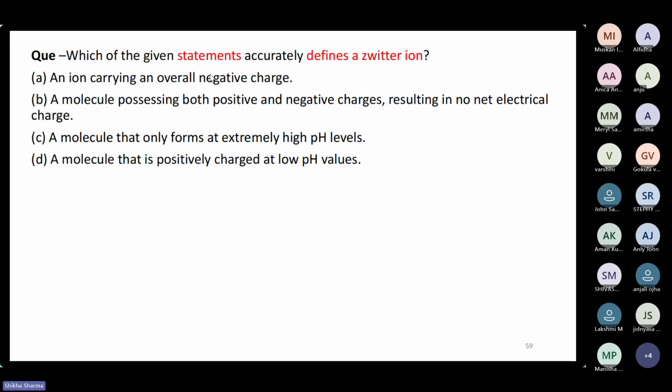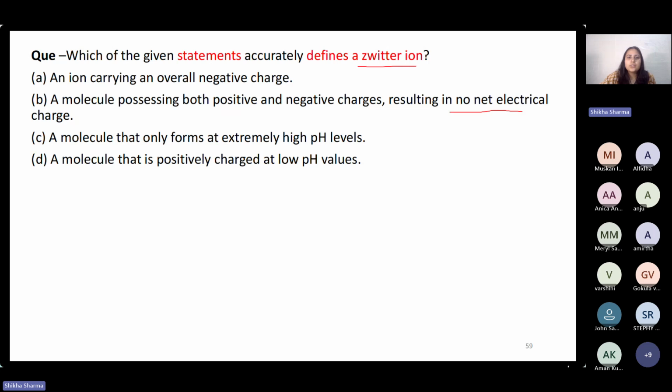So next, which of the statements accurately defines a zwitterion? An ion carrying an overall negative charge; a molecule that possesses both positive and negative charge, resulting in no net electrical charge; a molecule that only forms at extremely high pH levels; or a molecule that is positively charged at low pH values. Anyone who would like to answer which is a zwitterion?